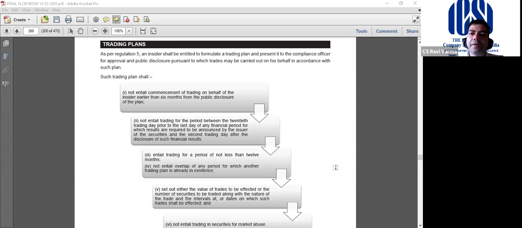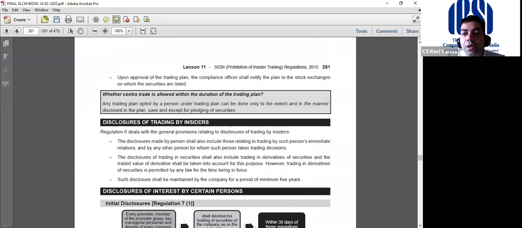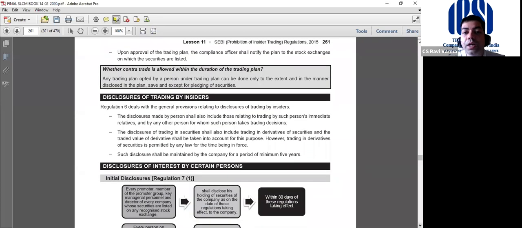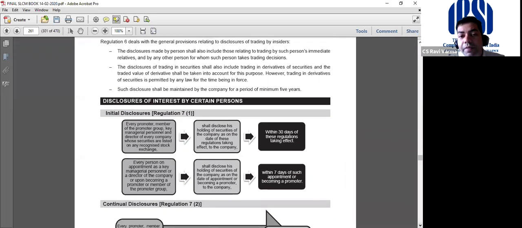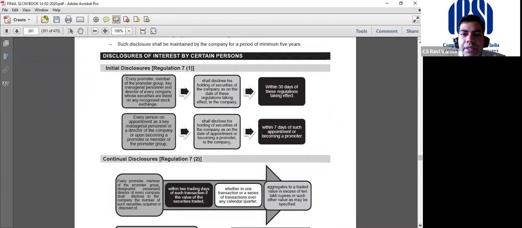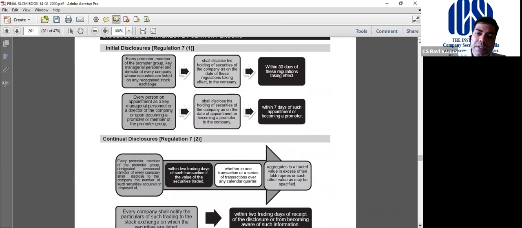Okay, so this is the trading plan. Now somebody asked again for an example of UPSI. We have just discussed examples of UPSI like financial results, dividend, change in KMP. They all are examples of UPSI. So now, what are the disclosures and how do they monitor it? Even like SAST, if you remember, in takeover, the regulation was saying that whenever you acquire some shares, you make a disclosure.